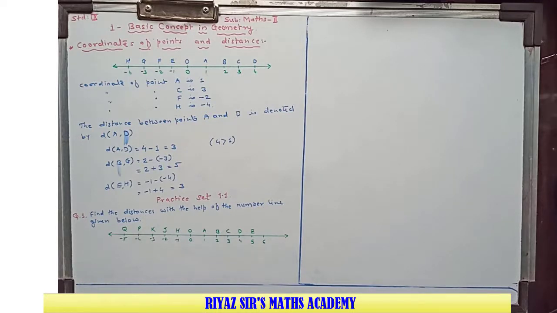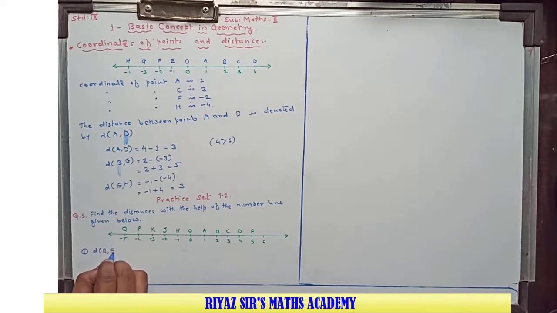The first question from practice set 1.1 is: find the distances with the help of the number line given below. Here this number line is given, and the names of the points are also given. So only 3 examples I will show, the remaining examples you have to solve. First, we have to find the distance BE.